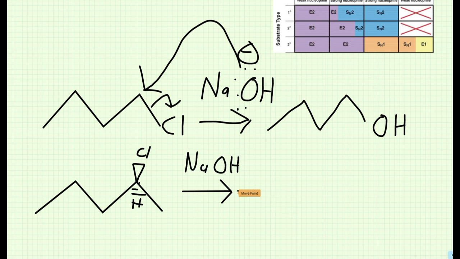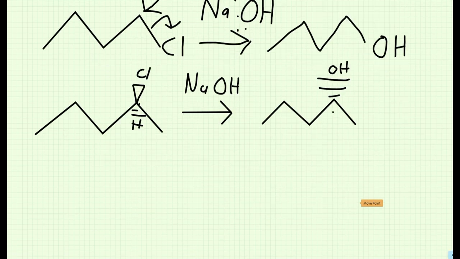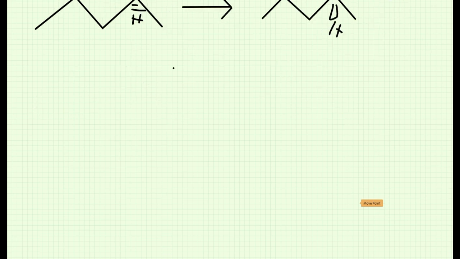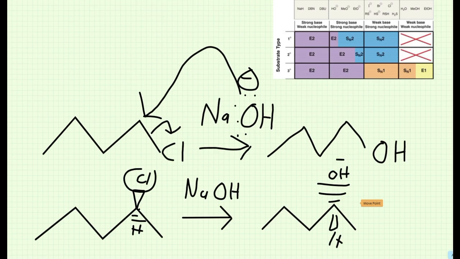Now the end product would, let's draw this out. You might be thinking, well, is it going to be racemic like earlier? No, the stereochemistry would now be inverted between the reactant and the product. So chlorine, the leaving group, was on a wedge. Now it's on a dash.